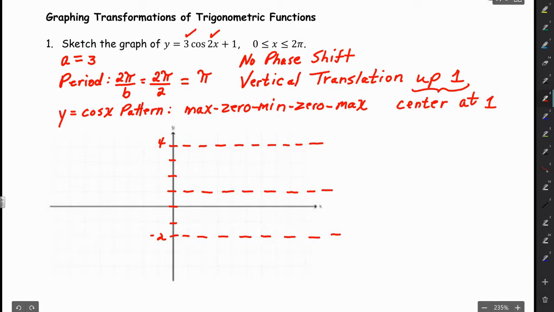Now I know that my period ends at pi and my pattern is max, 0, min, 0, max. So let me just do my 5-point pattern. I have 1, 2, 3, 4, 5, ending at pi. I'm sketching this to 2 pi, so I need to do another cycle. 1, 2, 3, 4, 5. So here's 2 pi. And now I can plot my points.